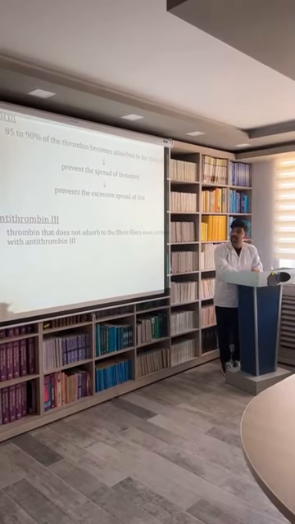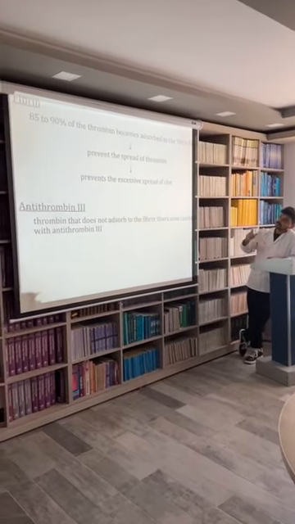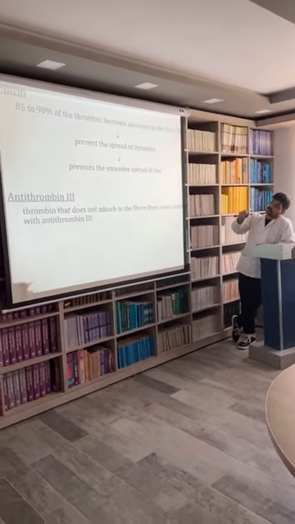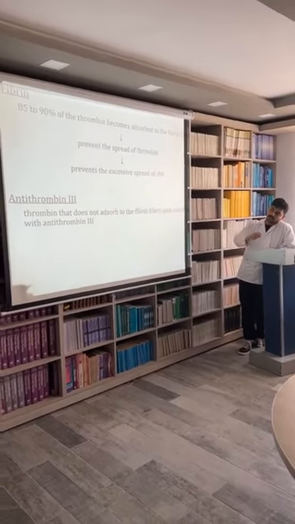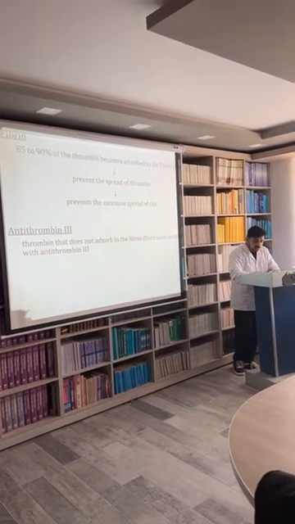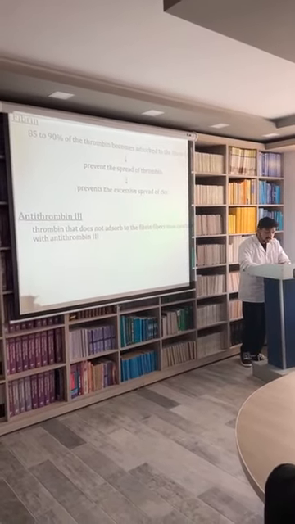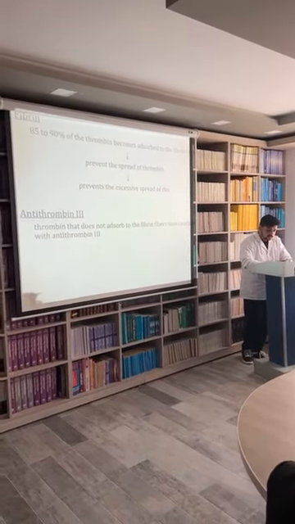Now 80 to 90% of the thrombin becomes absorbed into the fibrin, which will prevent the spread of the thrombin, and thus the excessive spread of clots. Now another important factor is antithrombin 3. Antithrombin 3 also prevents further coagulation, and this thrombin does not remain absorbed in the fibers once bound with antithrombin 3.